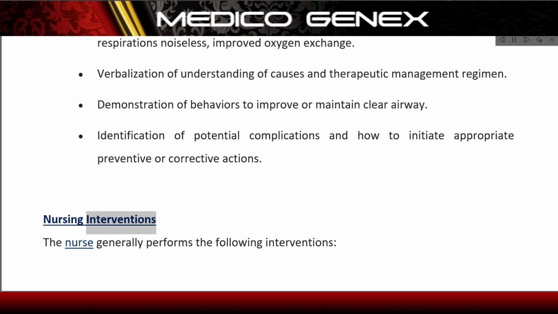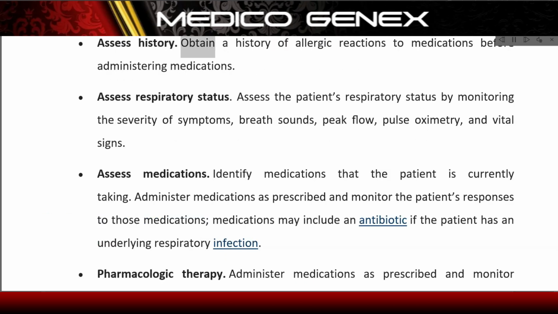Nursing interventions. The nurse generally performs the following interventions. Assess history. Obtain a history of allergic reactions to medications before administering medications. Assess respiratory status. Assess the patient's respiratory status by monitoring the severity of symptoms, breath sounds, peak flow, pulse oximetry, and vital signs. Assess medications. Identify medications that the patient is currently taking.